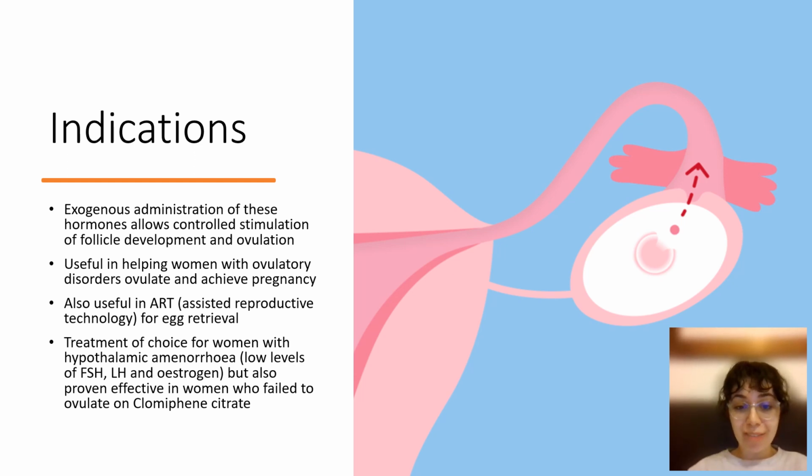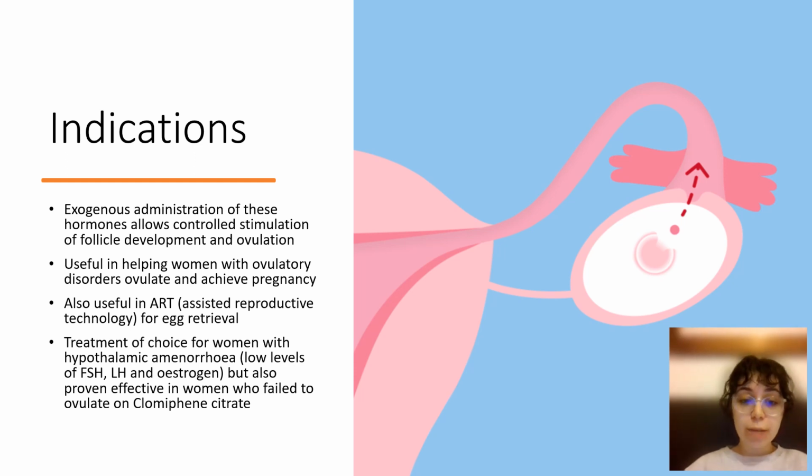This is when you have amenorrhea due to low levels of FSH, LH, and estrogen. The first line treatment for women with non-hypothalamic amenorrhea, such as PCOS, is clomiphene citrate. The brand name for that is Clomid. However, for women who fail to ovulate on clomiphene citrate, they can also be offered gonadotropins as a second line treatment.